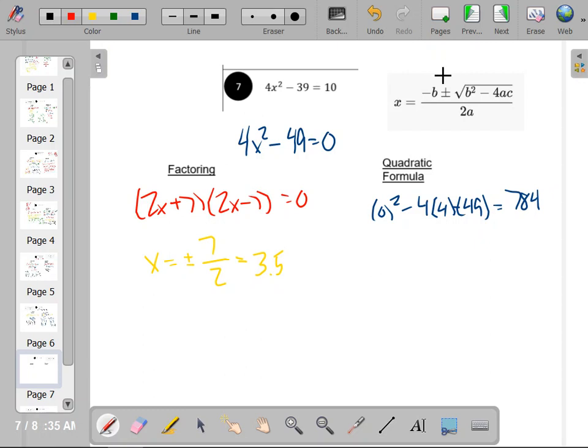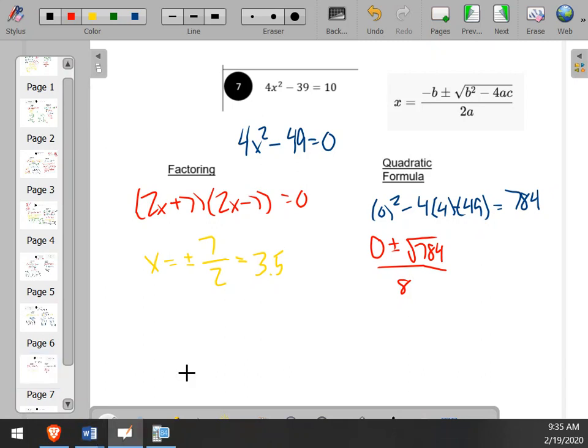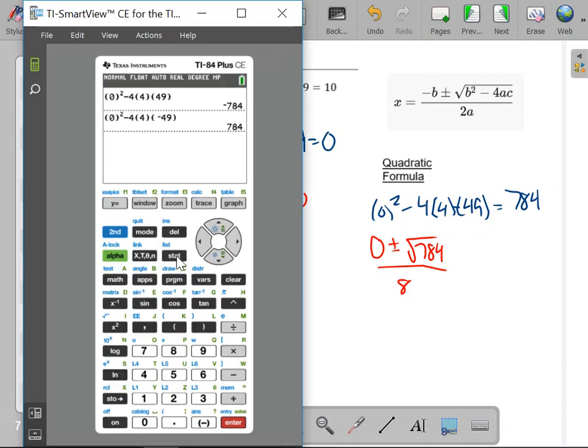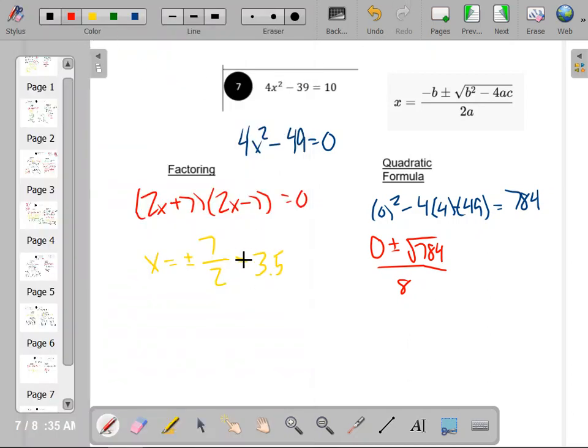Now I'm going to do the rest of the quadratic formula. The opposite of b. The opposite of 0 is 0, plus or minus the square root of 784, over 2a. 2 times 4 is 8. So this is just the square root of 784 divided by 8, because 0 plus or minus doesn't matter. So it's positive 3.5 or negative 3.5. Oh yeah, same thing, plus or minus 3.5.